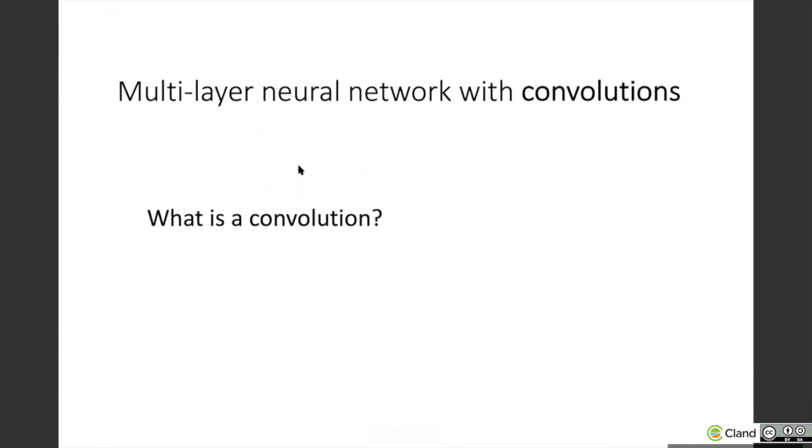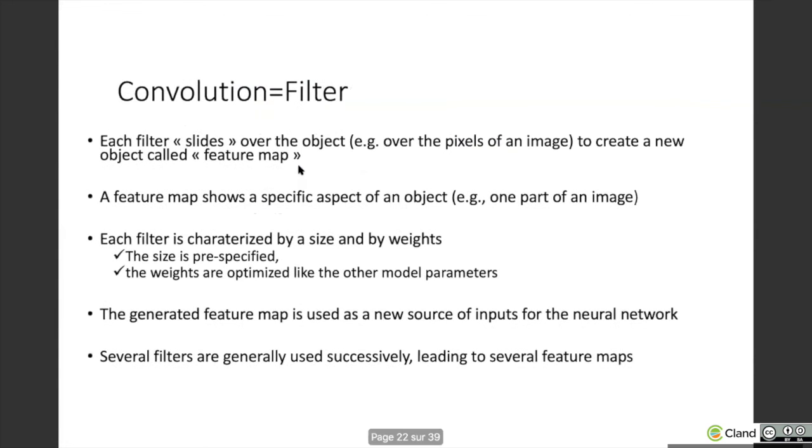This is a demonstration of a multi-layer neural network. And there are some more sophisticated variants, including convolution. Convolution, what is it? It's a filter. So instead of working directly on the images themselves, you will use a filter to obtain new images showing specific aspects of the object. This can be very powerful as soon as your objects are quite complex.